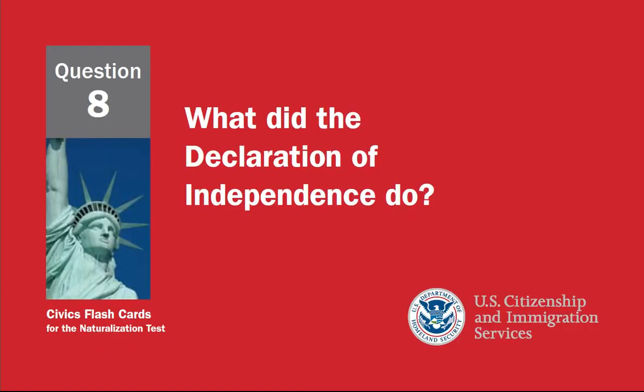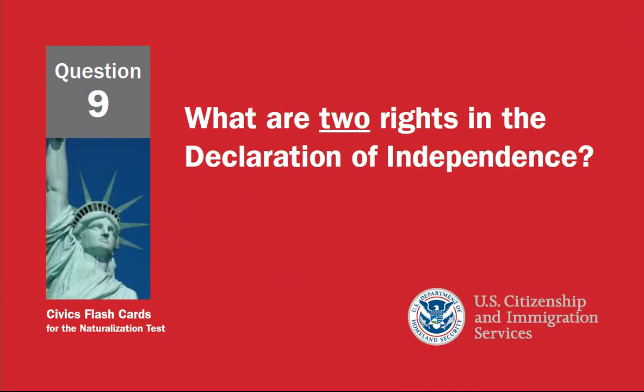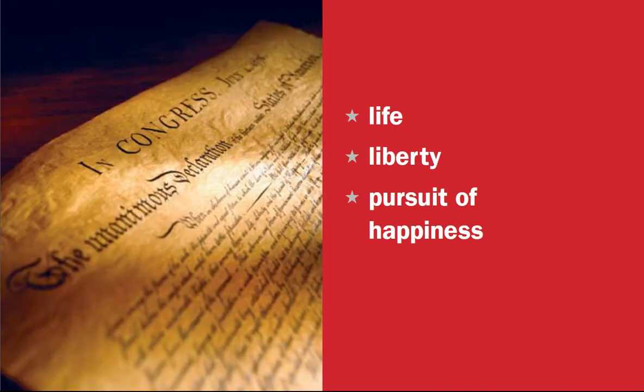What did the Declaration of Independence do? Announced our independence from Great Britain. Declared our independence from Great Britain. Said that the United States is free from Great Britain. What are 2 rights in the Declaration of Independence? Life, liberty, pursuit of happiness.